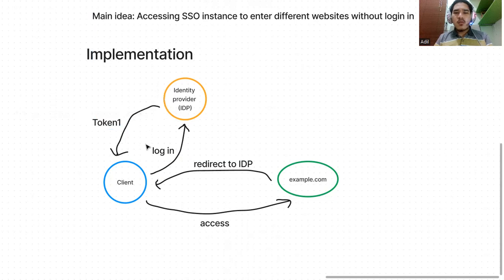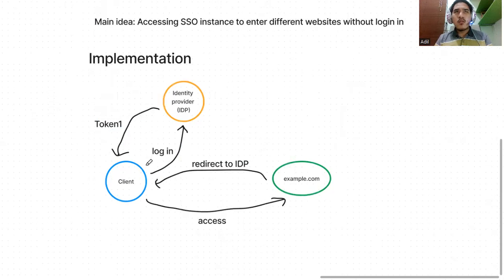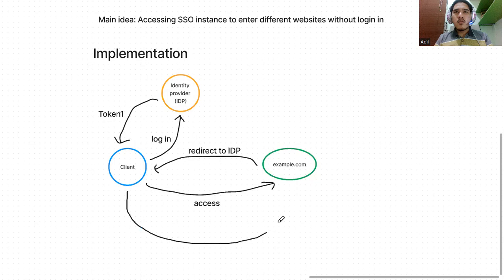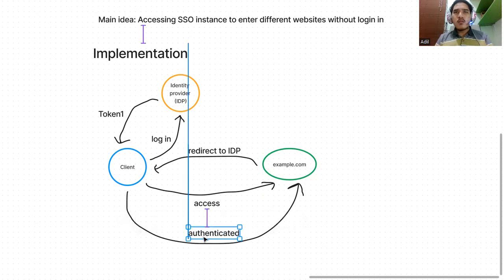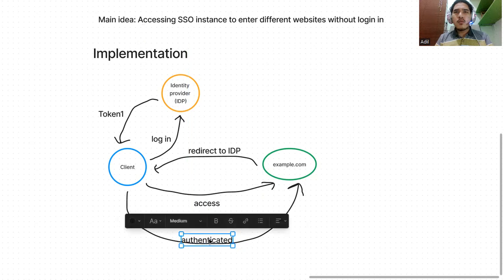Now with token 1, we could just access example.com, successfully authenticated to example.com.